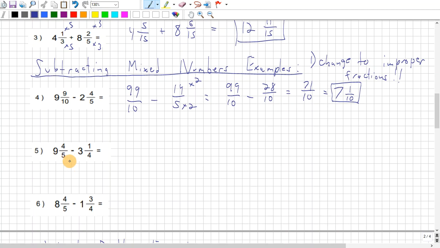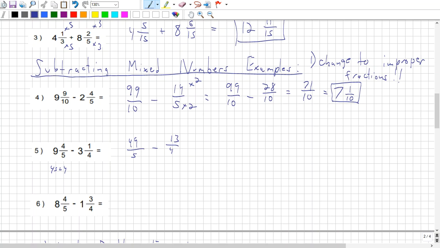9 times 5 is 45. 45 plus 4 is 49 over 5, minus 3 times 4 is 12, and add it to the top becomes 13 over 4. So it's a little more complicated because if I look at 5 and 4, a common denominator between 5 and 4 is 20, because 5 goes into 20, 4 goes into 20.